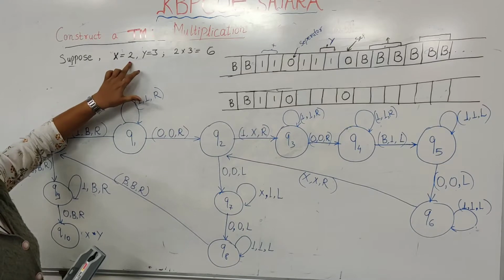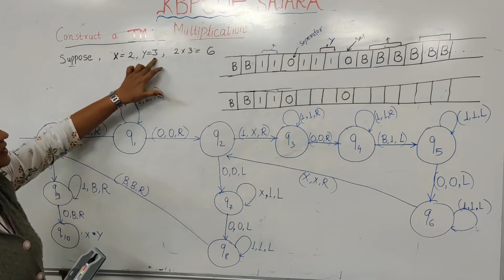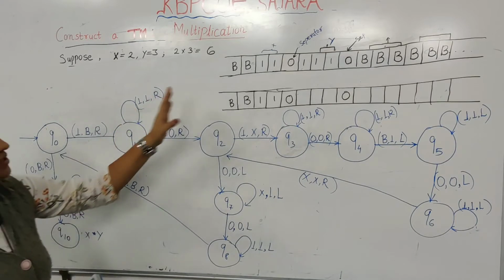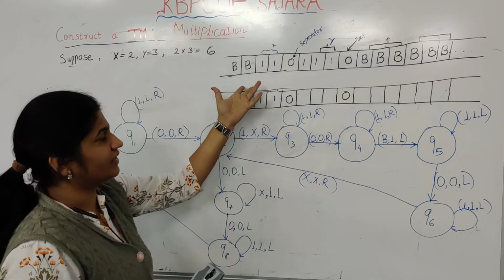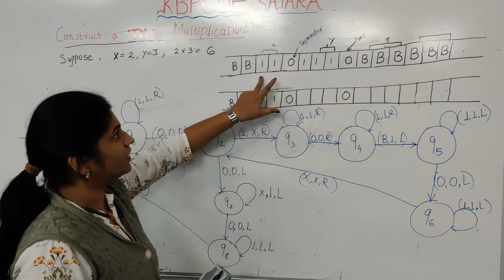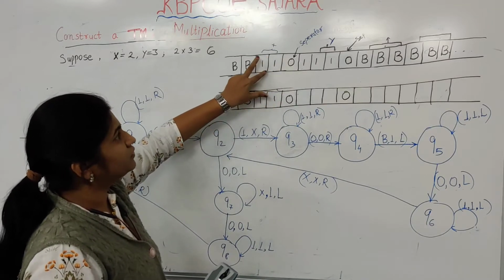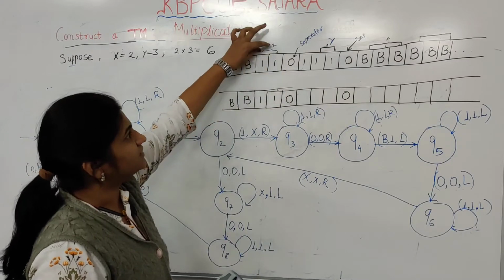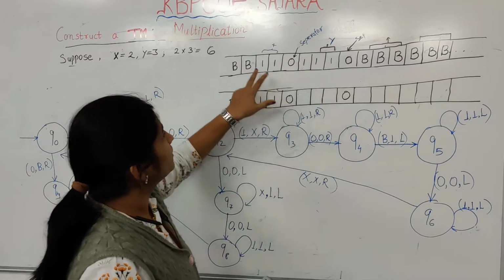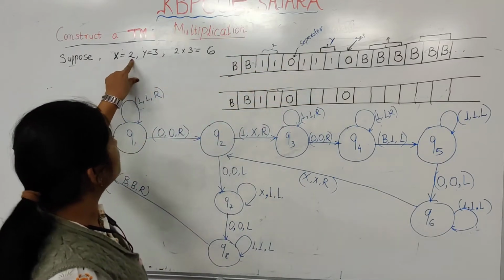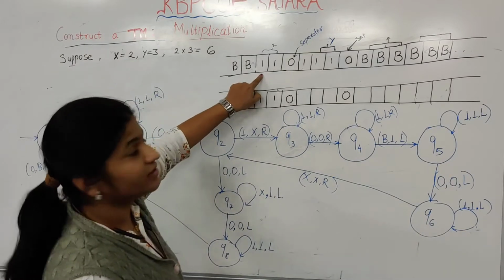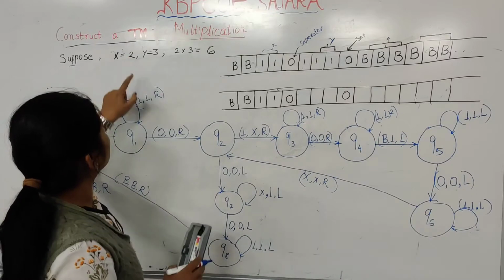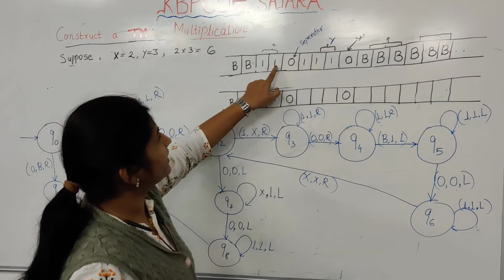I am taking x here as 2 and y as 3. So 2 multiplied by 3 is 6. How do we represent this on our two-way infinite tape? Here 2 ones are there. These 2 ones are x, because our x is 2. So we are taking it in the unary form, and it is represented as 2 ones.